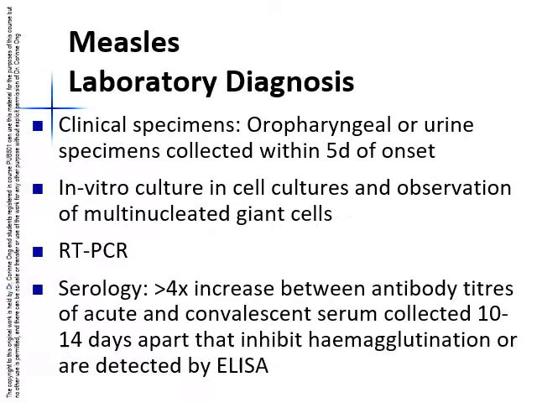Clinical specimens can be oropharyngeal or urine specimens collected within 5 days of onset. The specimens are cultured in cell lines and observed for multinucleated giant cells. Reverse transcription PCR can also be used, as well as serological tests such as hemagglutinin inhibition tests or ELISAs to detect a 4-fold or greater increase in antibody titers between acute and convalescent serum collected 10 to 14 days apart, as required for one of the case definition criterion.